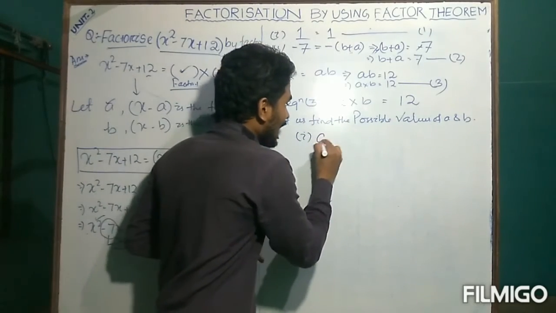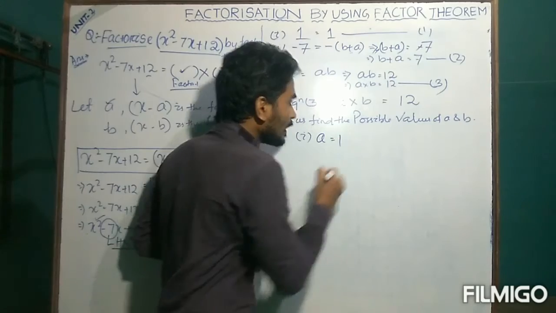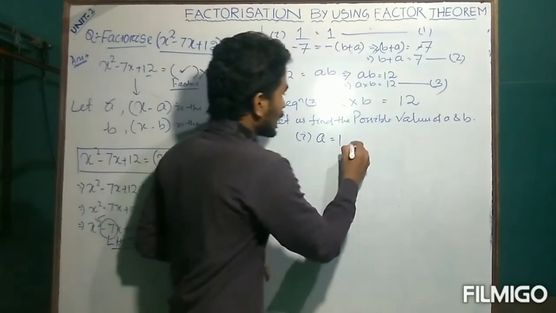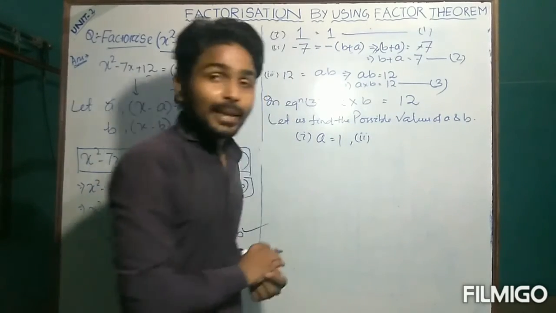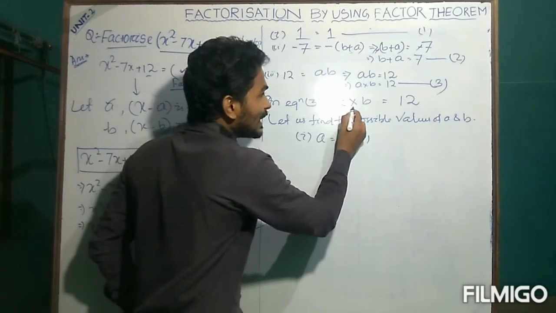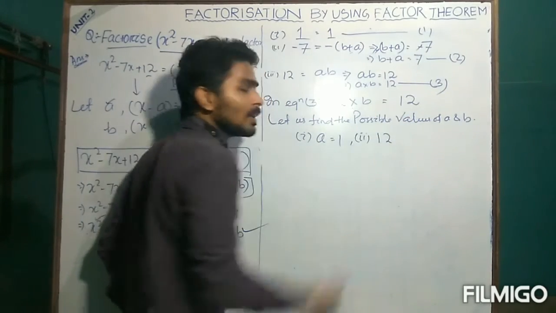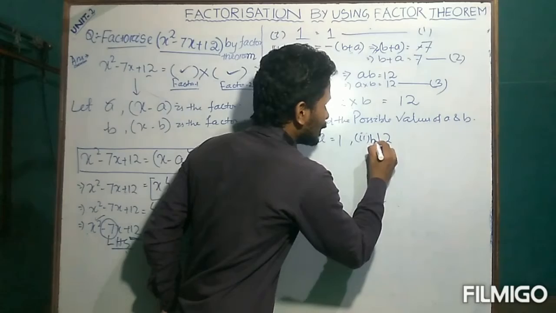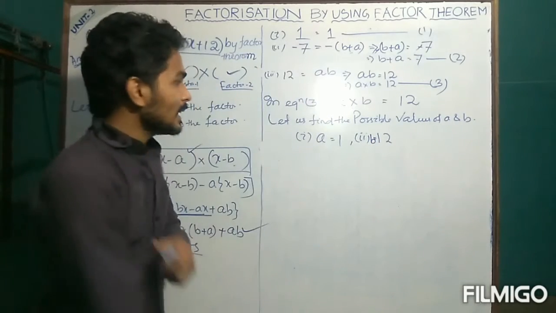Since we can take A as 1, then what should be the value of B so that the result is 12? We can write 1 into 12 is equal to 12. So we can take B as 12.